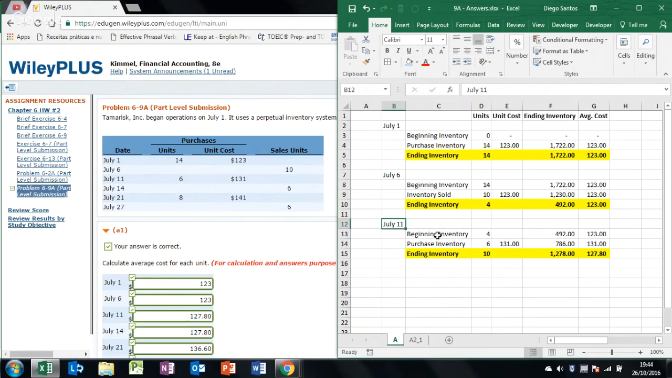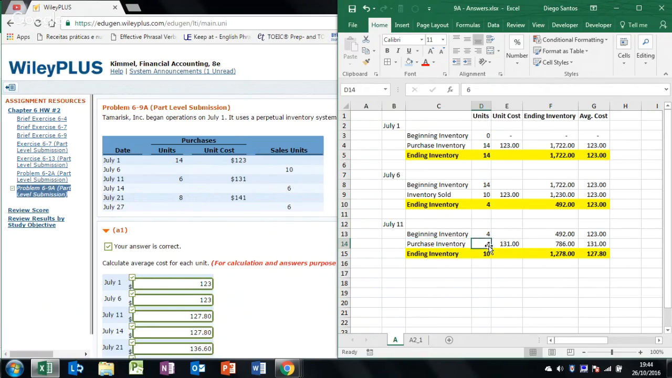We need to remember to track our remaining inventory. The beginning inventory will be the end inventory of the previous date. It means that we start with 4 units, with an end inventory of 492, which gives us an average cost of 123, the same as July 6th.